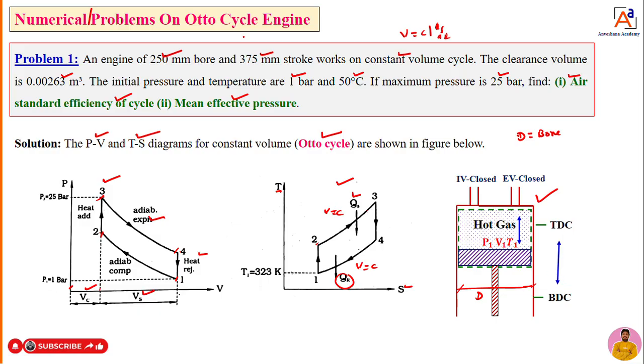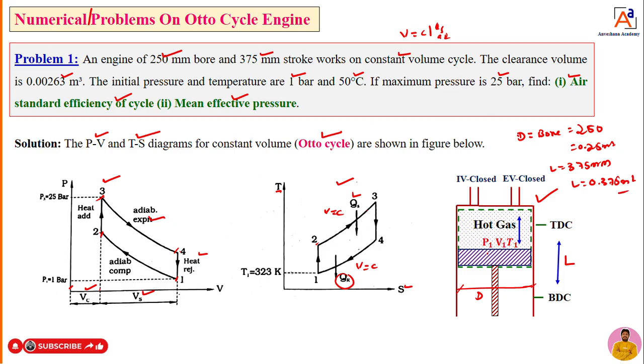Then he has given the stroke length. The bore diameter D is equal to 250 mm. Convert it into meters, that becomes 0.25 meter. Then he has given 375 mm stroke. The stroke or stroke length is represented by L. The distance the piston moves from BDC to TDC we call the stroke or stroke length. L equal to 375 mm, converted into meters, L equal to 0.375 meter.